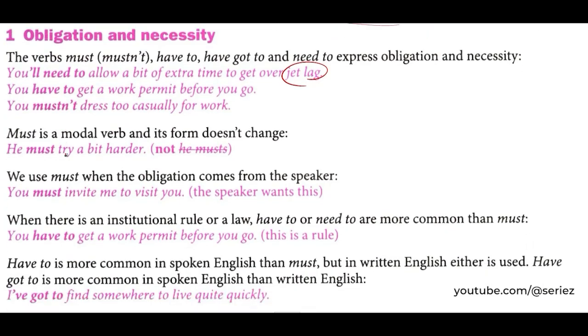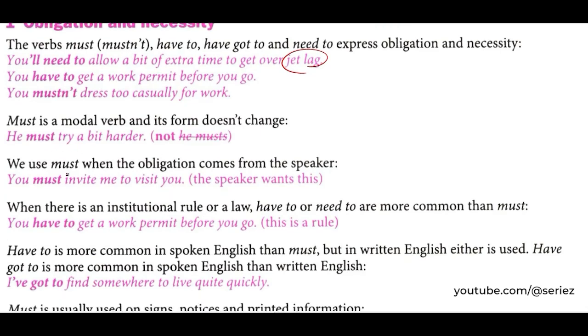اما فرق must و have to چیه؟ Must is a modal verb and its form doesn't change. modal verb و فرمش تغییر نمیکنه. اس نمیگیره، فعل بعدش اس نمیگیره، ing نمیگیره، هیچ تغییر نمیکنه. He must try a bit harder. می‌بینید که must غلط.